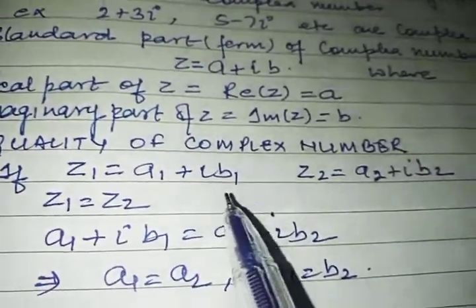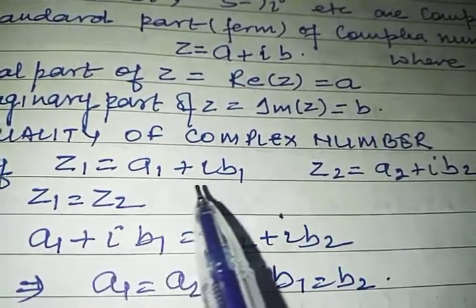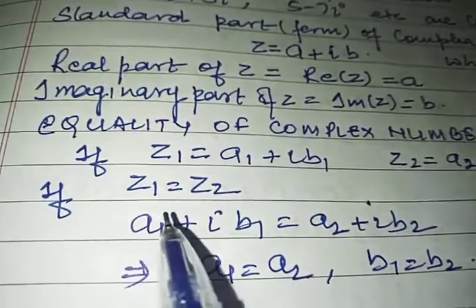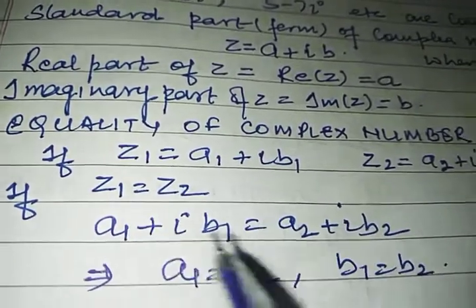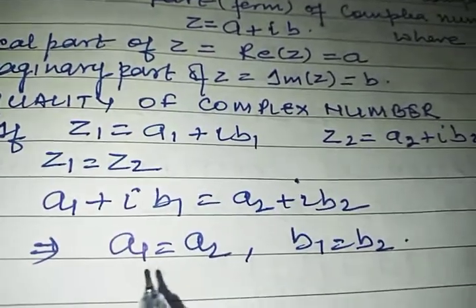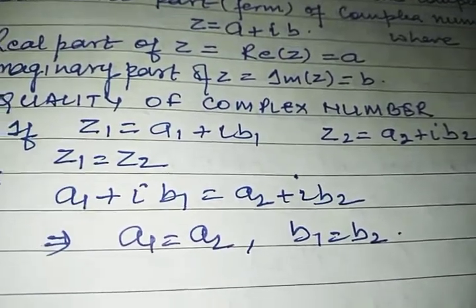Now equality of complex numbers. If two complex numbers z1, z2, a1 plus ib1, a2 plus ib2 are equal, then what will happen? z1 is equal to z2. In that case, this will be equal if the real part and the imaginary part are separately equal to each other. Okay, so this is the equality of complex numbers.